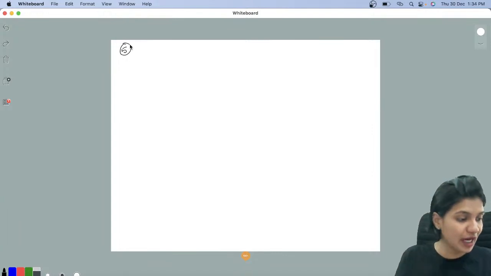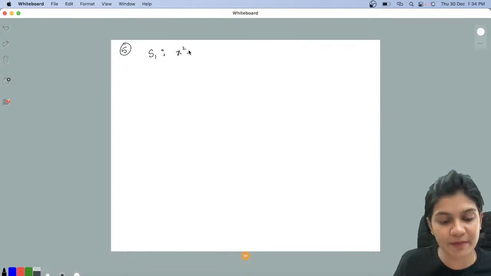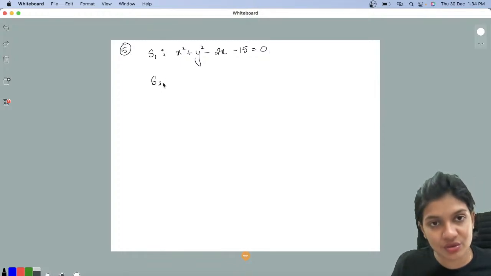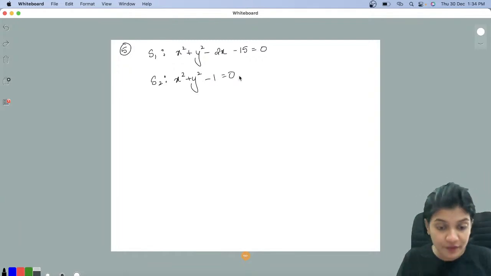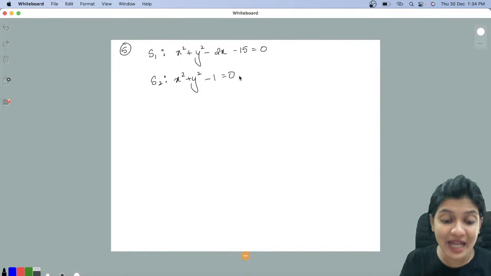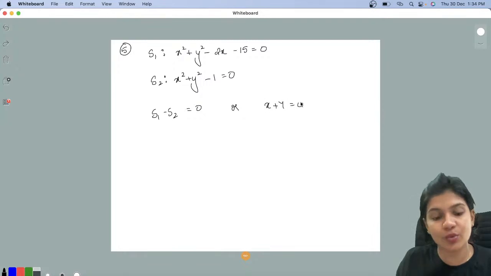Okay. So, we have two circles here. S1, which is x² + y² − 2x − 15 = 0, and S2, which is x² + y² − 1 = 0. The center of the circle which intersects the above two circles orthogonally lies on the radical axis of the circles, which is S1 − S2 = 0, or I can say x + 7 = 0.